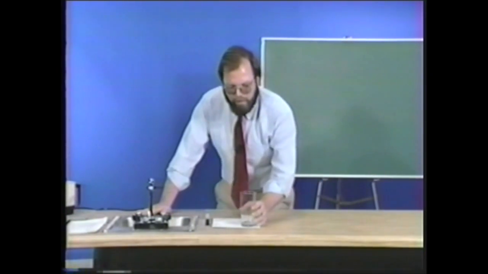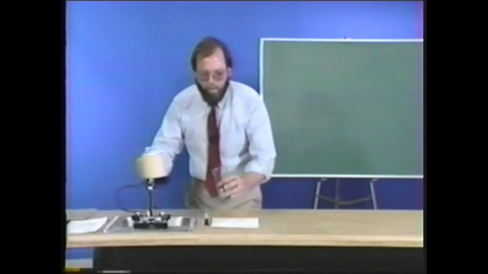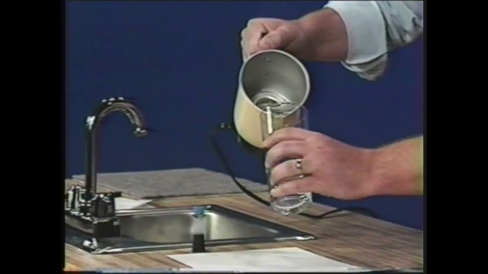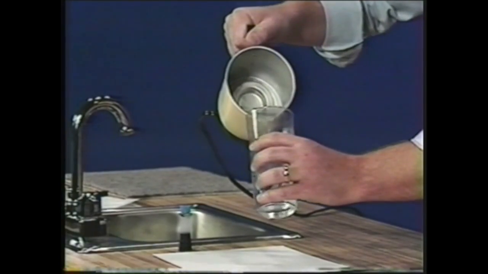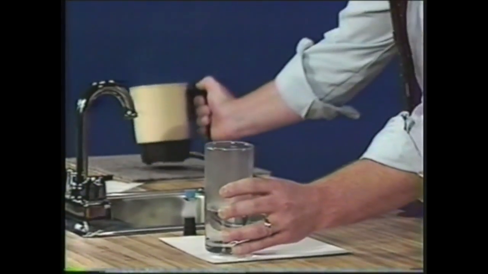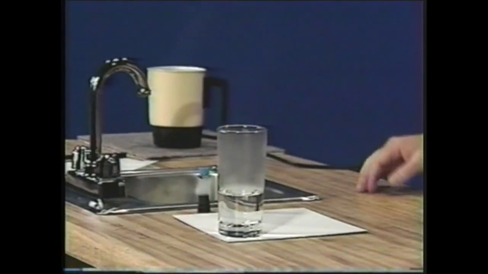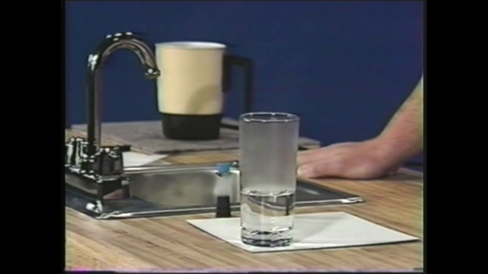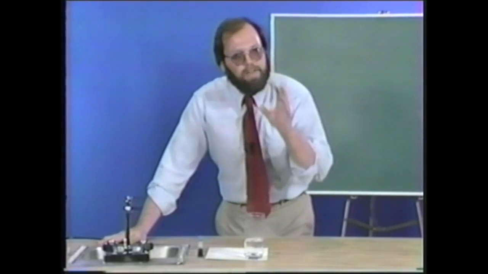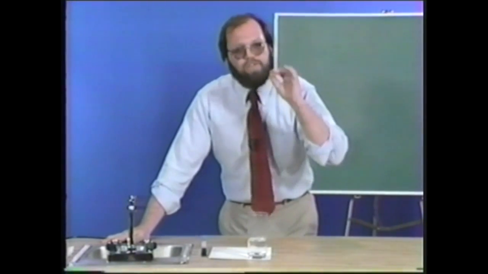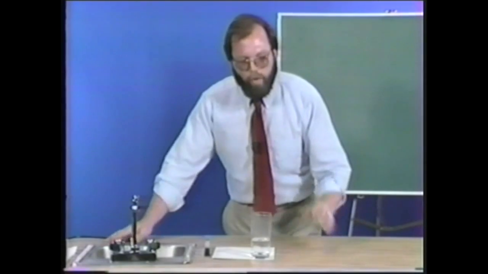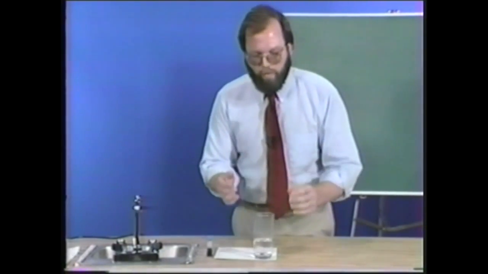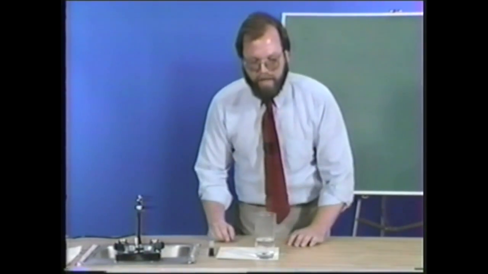Now, for our experiment, we're going to add some hot water to a glass. And now let's think just a minute. What do we have here? We have a collection of water molecules. Now, we can't see an individual water molecule because they're just too small. But we can see a collection of water molecules, and that's what we have in this glass.